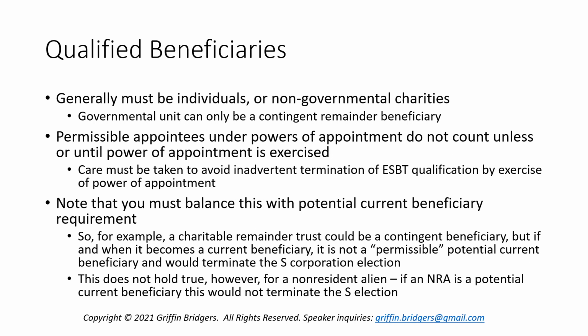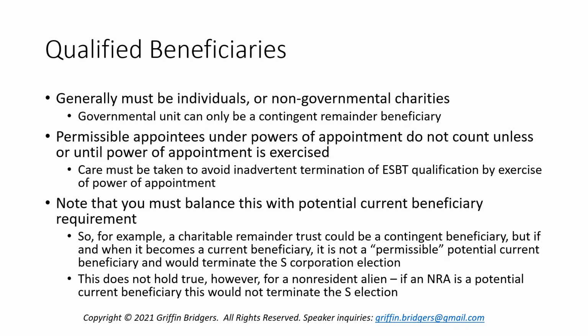You also have to balance that with an underlying qualification, because remember, you look through the trust at potential current beneficiaries to determine whether they actually qualify as S corporation shareholders. So, even though a beneficiary might qualify under the ESBT election standard, they may not qualify under the S corporation election standard under that look-through rule. So for example, if you have a charitable remainder trust which becomes a potential current beneficiary, this will blow your S corporation election. That's a bad outcome. We'll talk about that in a few minutes as well.